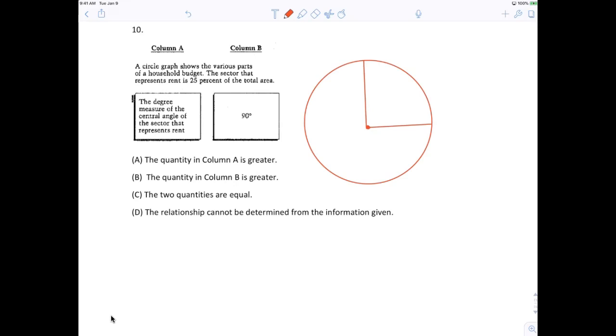Now, how many degrees would 25% be of a circle? That's right, because how many degrees are in a circle? Come on, how many degrees in a circle? 360, that's correct. So 25% would be what? 90 degrees. So what's the answer to this one again? They're equal. C. All right, it was C. All right, does anybody have any questions with that? Anybody have any questions?